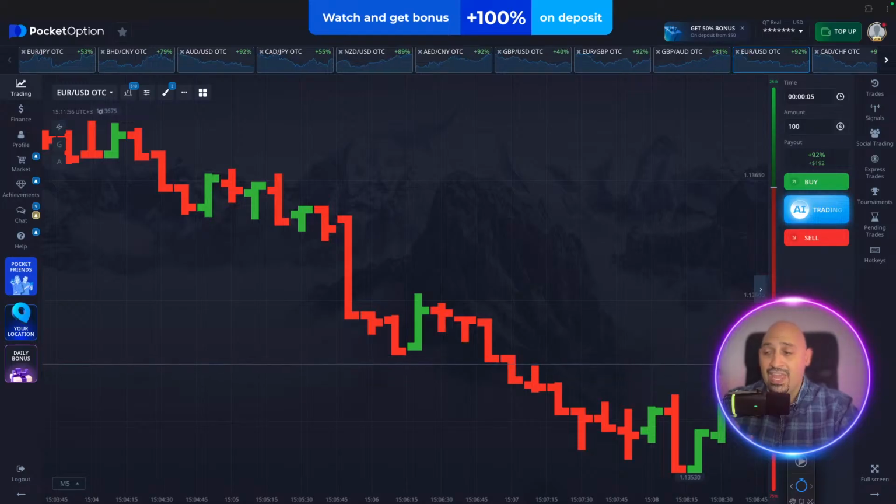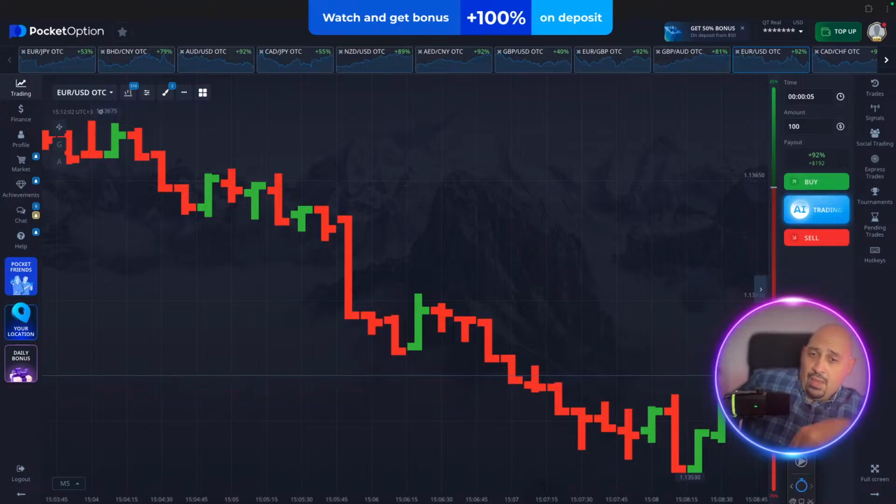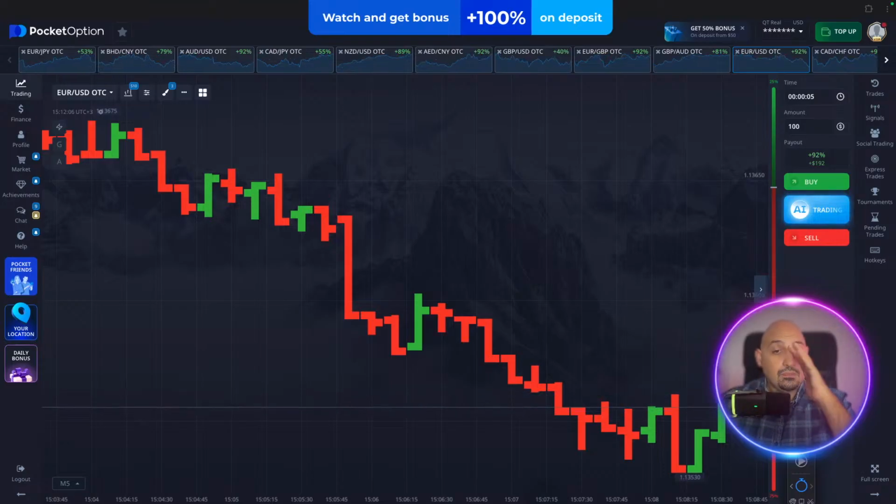Nevertheless, if you prefer less clutter, something cleaner, by all means, try the bar charts. You still get the opening, the high, the low, and the closing price. Best for traders who like a more technical view without the emotional bias of candle colors.